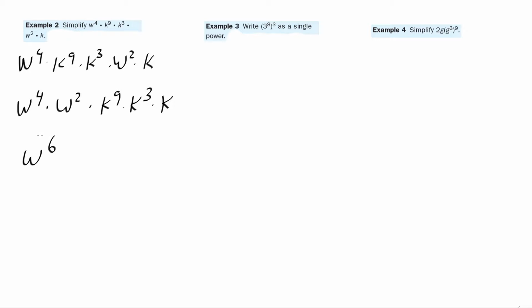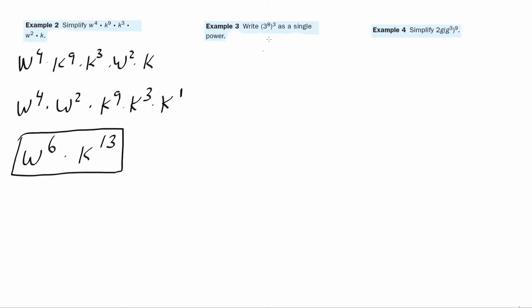And for the k's, I have k to the 9th power plus 3, so 9 plus 3 is 12. And this is k, just k, so that's k to the 1st power. There's a 1 that's implied there. We don't write it, but in this case we have to add it in. So 9 plus 3 is 12, plus 1 more is 13. It's k to the 13th. Okay, that's it for example 2. Remember this implied 1 when we're working with them.